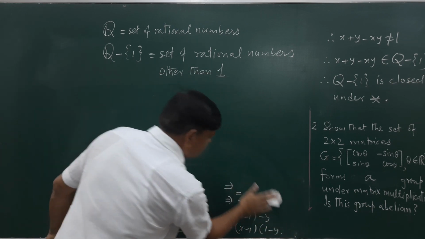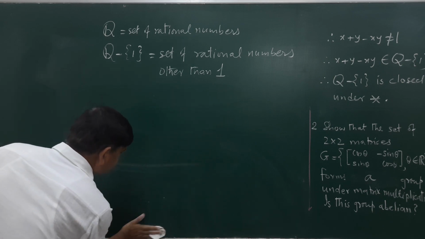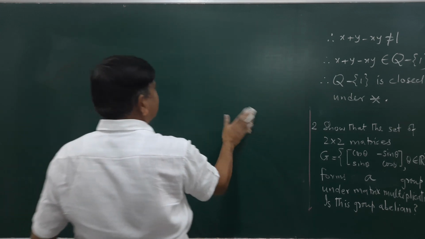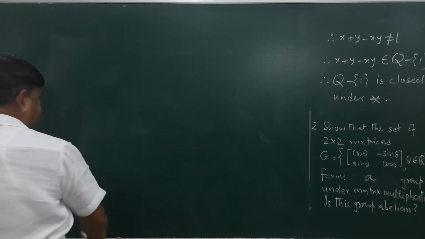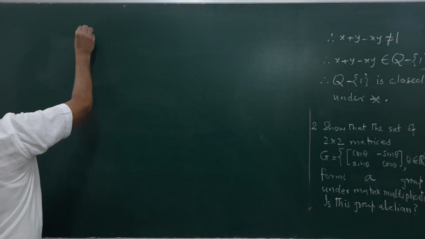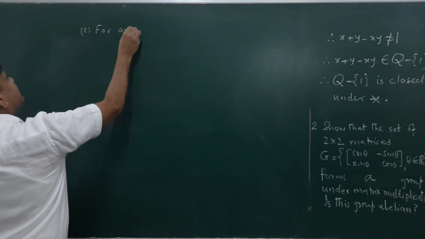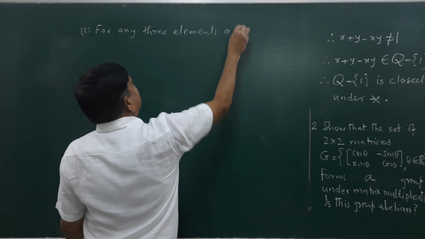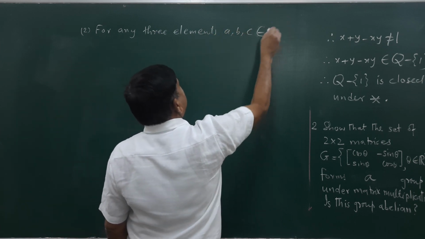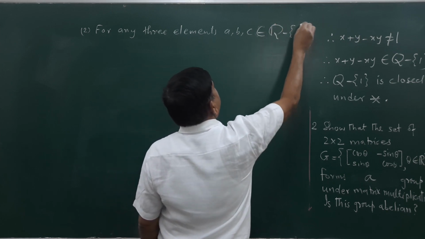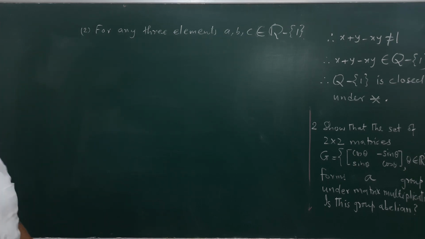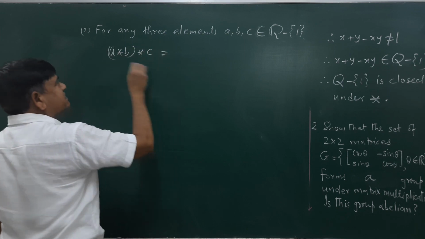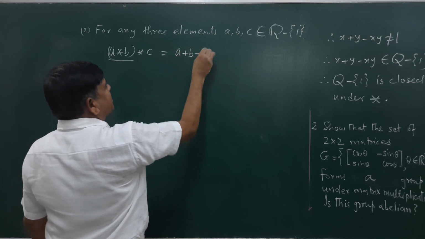बहुत ध्यान से लॉजिक अप्लाई करना आना चाहिए आपको. Now we come to the second property, that is associativity. Number 2. For any 3 elements A, B, C belongs to Q. Let us say (A * B) * C equals. Apply the definition. A plus B minus AB.